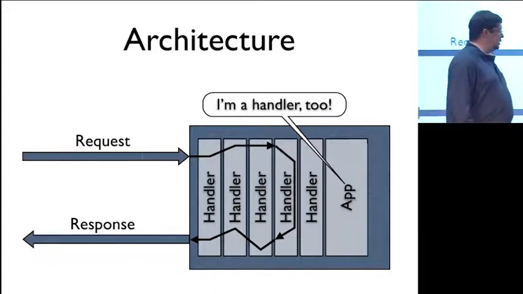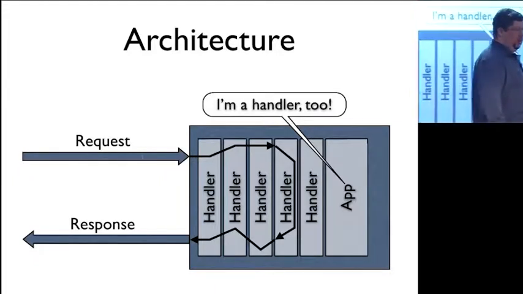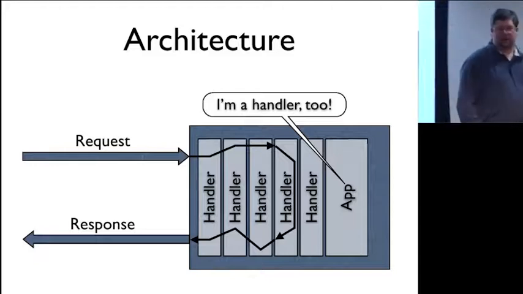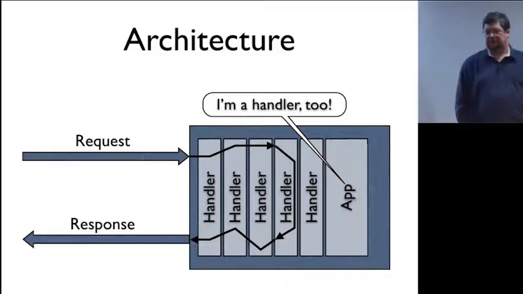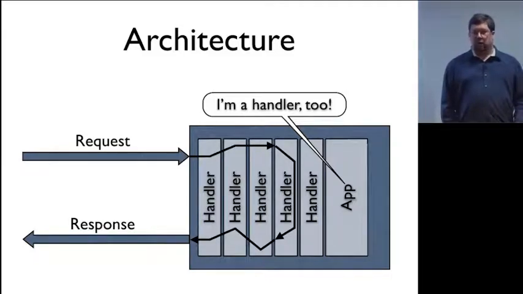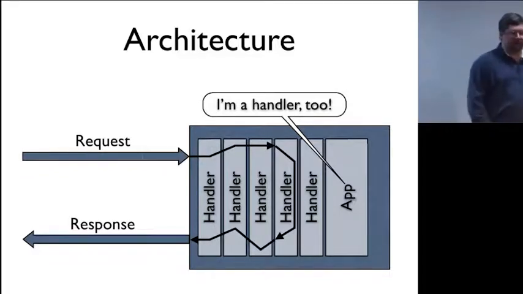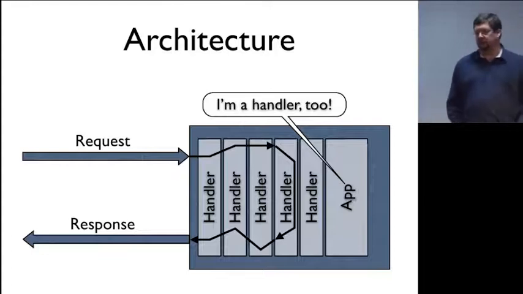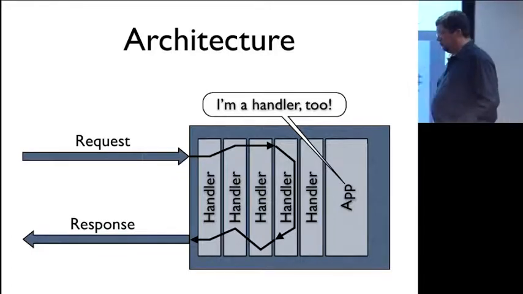So Ring is a very simple architecture where you have handlers that take one parameter, which is the request. They know about the next handler, except in the last case where there is no handler and it has to do all the rest of it by itself. And they build and return the response or filter the response through. Simple.